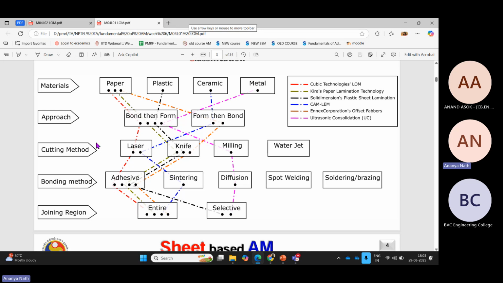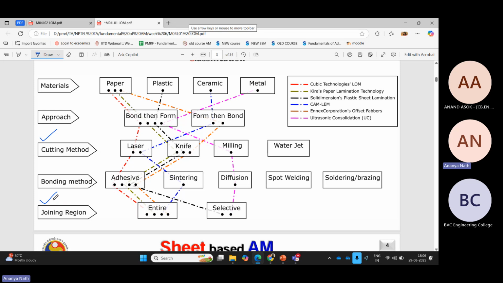Then the bonding method, like how the material is getting bonded, how the layers are getting bonded to each other. Then joining region, whether we are joining the entire region or a selective region. This point is also very different from other AM processes. So just note down that this cutting method and joining region are the two new things we have introduced in this sheet lamination process.